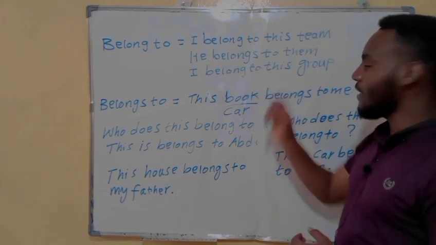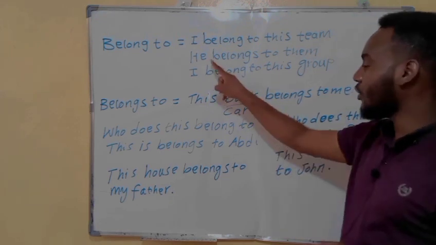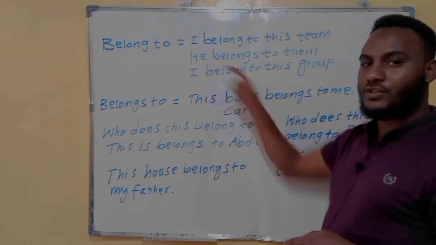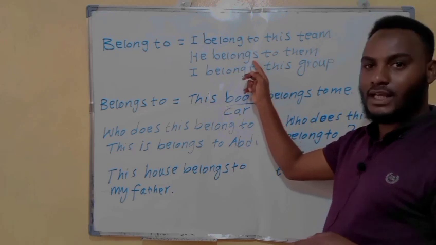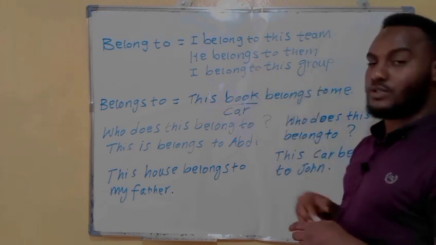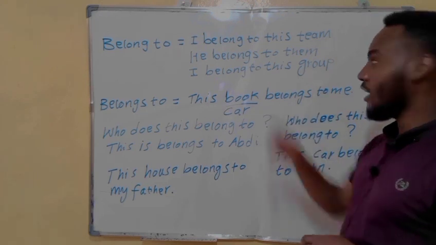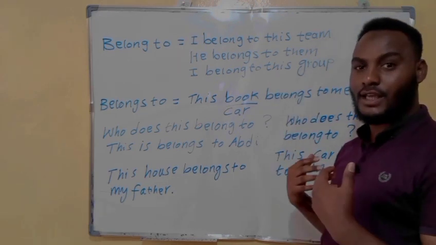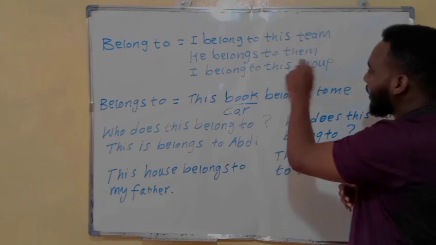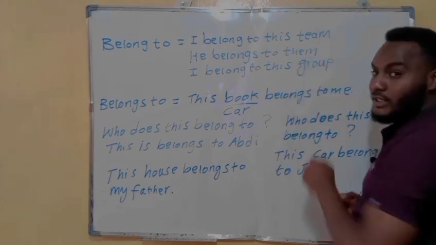He belongs. You know the subject. So if it is he, she, or it, an s is added to the verb. He belongs to them. He belongs to us. You understand? Here you can change them to us, right?